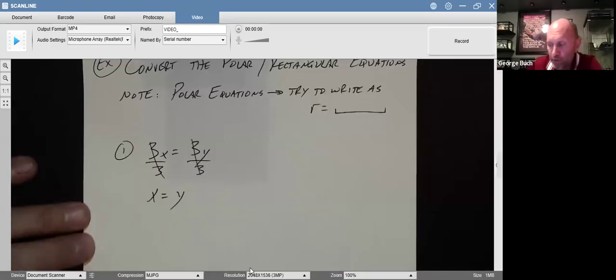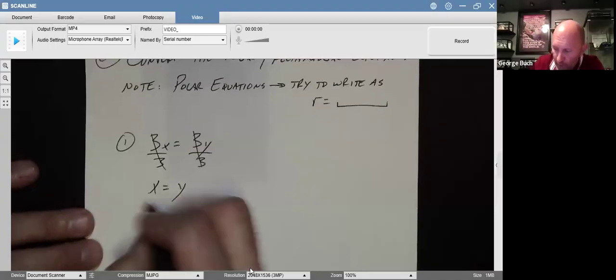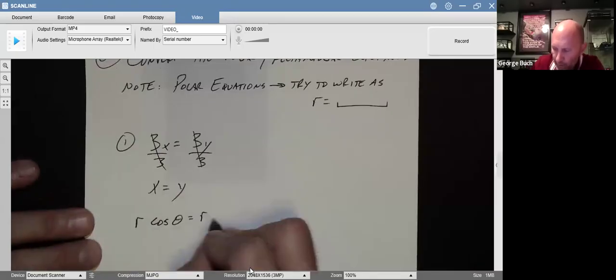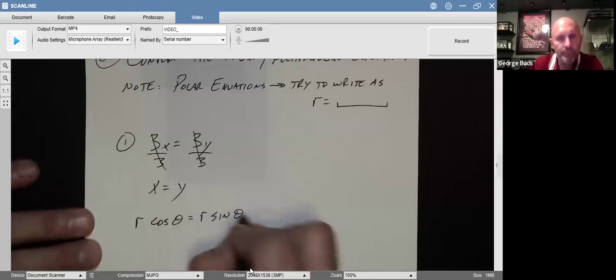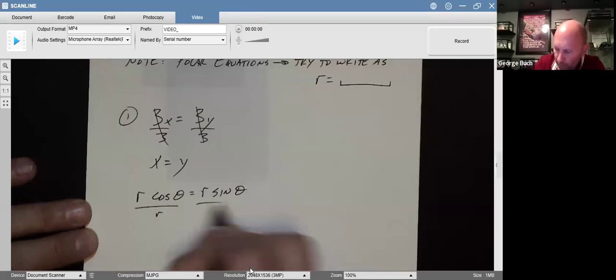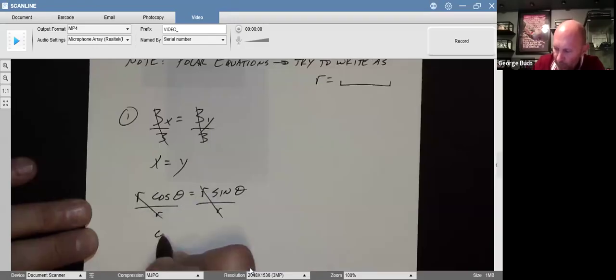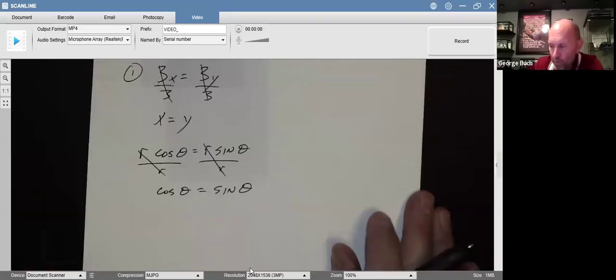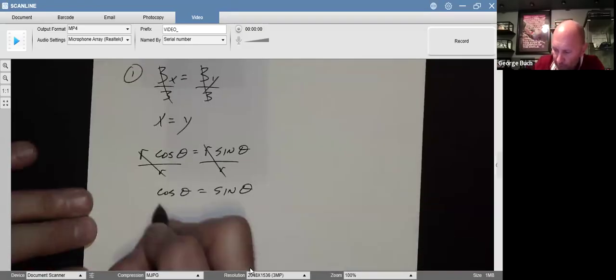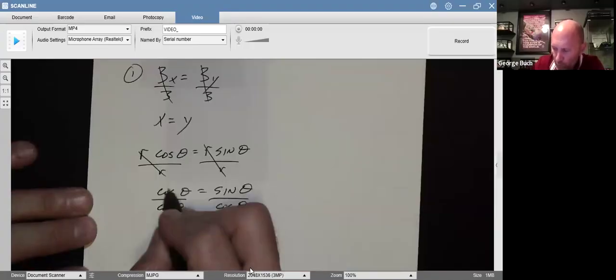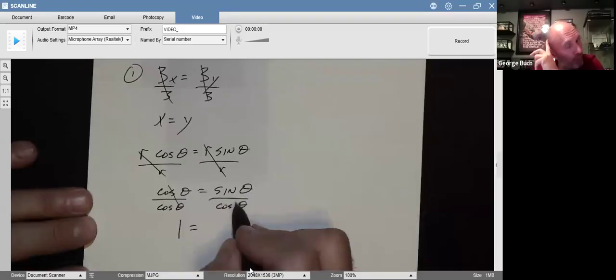Now, use the equations we have. x is really what? r cosine of theta. And y is r sine of theta. So now do what? Well, now divide both sides by r. So I get cosine of theta is equal to sine of theta. So let's move everything over. Divide both sides by cosine of theta. So this becomes 1 is equal to sine over cosine.